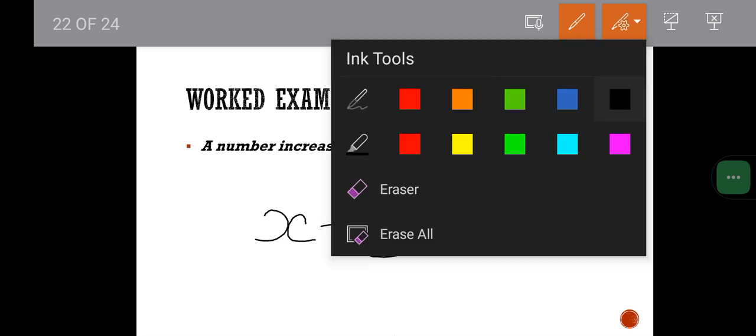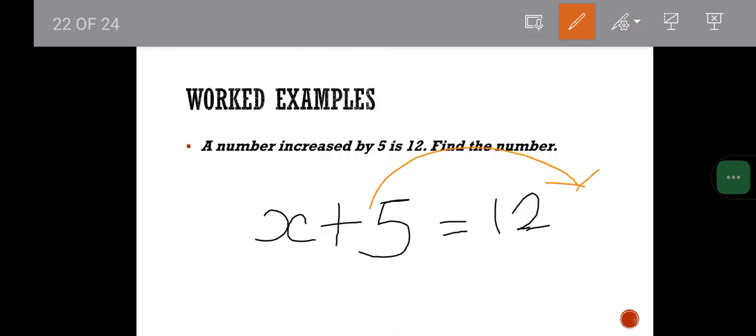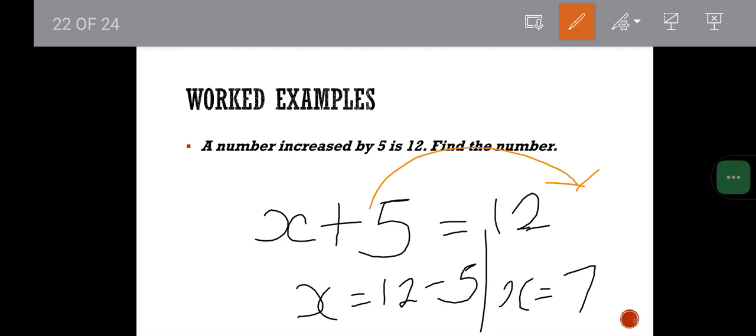So what we're going to do is take this little guy to the side. We're going to have x equals 12 minus 5, and x will be equal to 7. So that means the number is 7. And if you check the statement, 7 increased by 5 is actually 12. So we can understand the critical thinking on that.